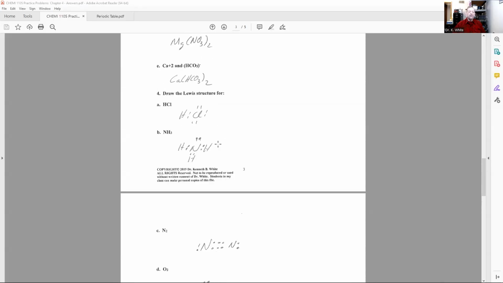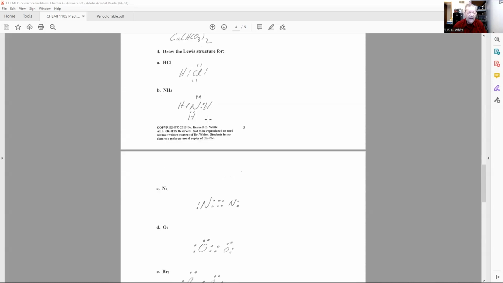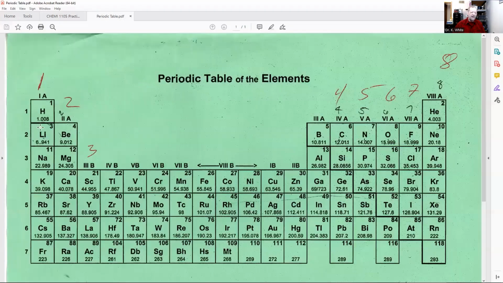Now, next, draw the Lewis structures for the following. And let's do ammonia. And how do you do that? You first have to find out how many valence electrons hydrogen has, because it's NH3, 3 hydrogens, and nitrogen has. If you look at the periodic table, hydrogen has 1 valence electron, nitrogen has 5.